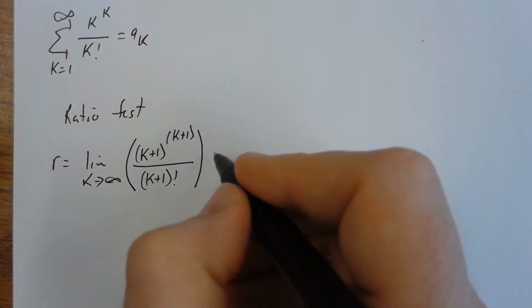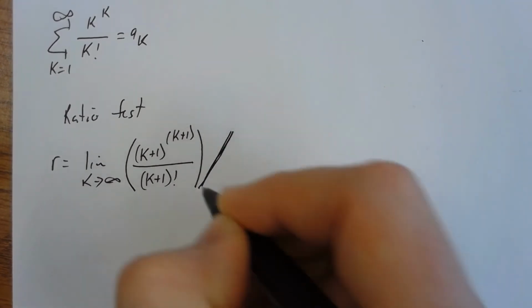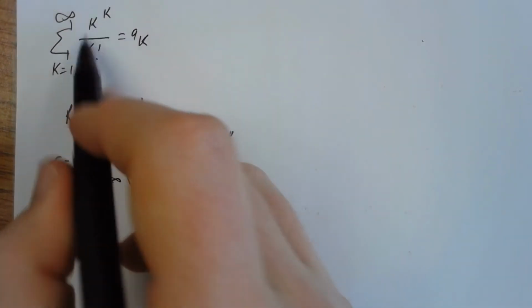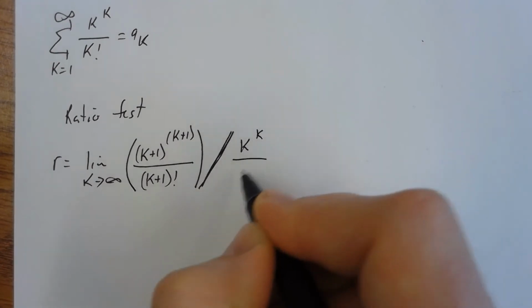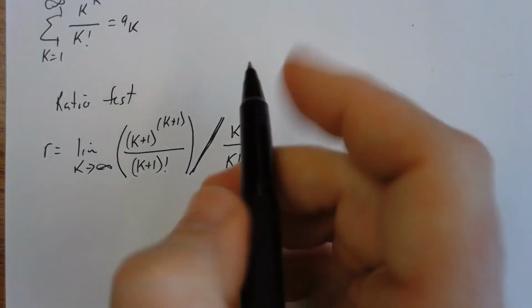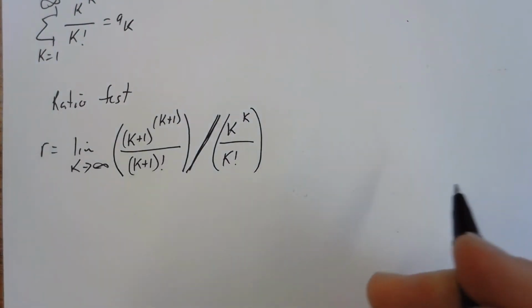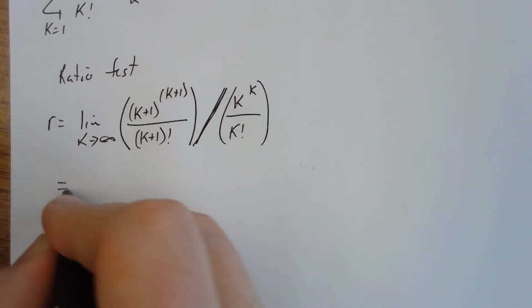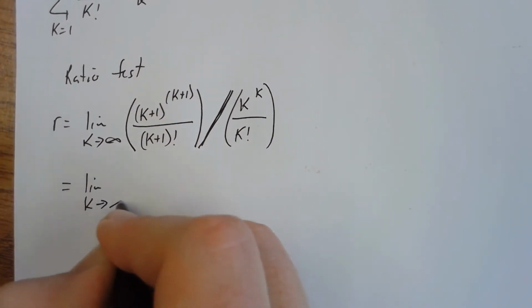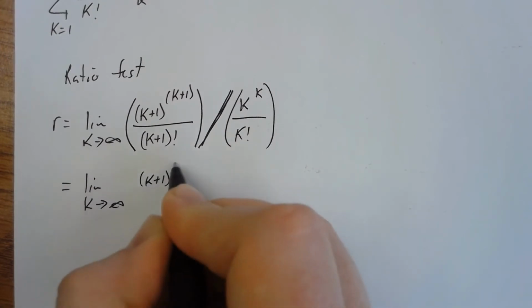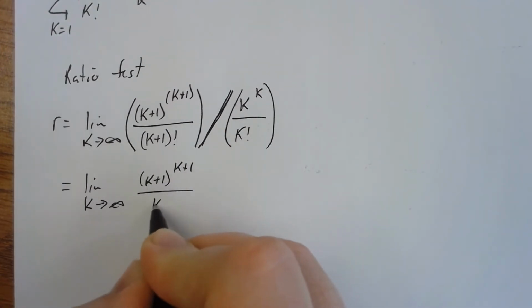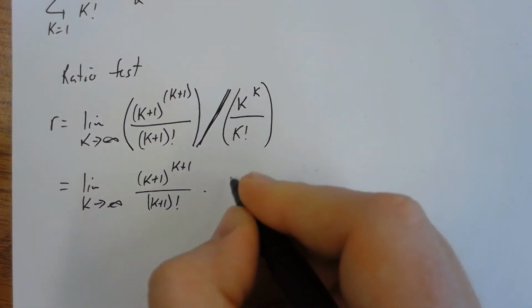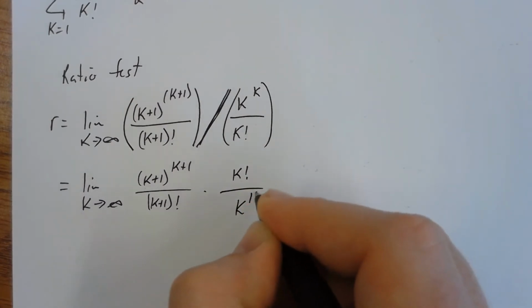This is technically supposed to be divided by, I'm going to draw this nice big giant fraction bar, a sub k, which is k to the power of k divided by k factorial. Now again, I will probably avoid writing this in any other type of view, and I'll jump straight to the limit as k goes to infinity of k plus 1 to the power of k plus 1 divided by k plus 1 factorial times k factorial over k to the k.